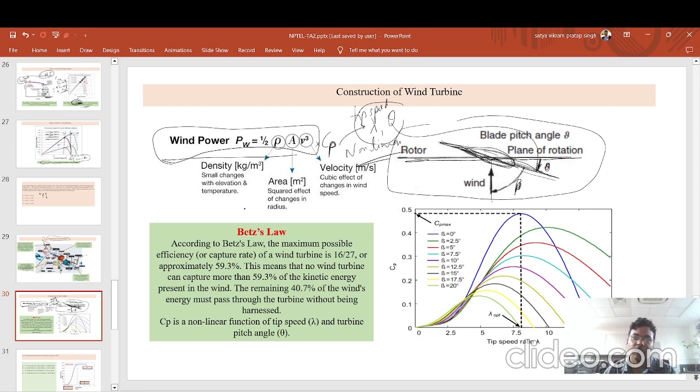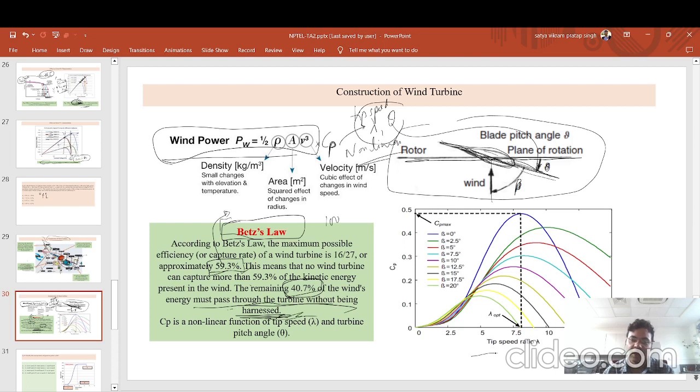And there is a law, that is Betz's law. It says that you can produce only 59.3% of the energy with this rotor dynamic system, but you cannot produce 100%. The remaining 40.7% of the wind energy must pass through the turbine without being harnessed. It means that 59.3% will be captured, but 40.7% will be lost, because the wind energy passes through the turbine without being harnessed.